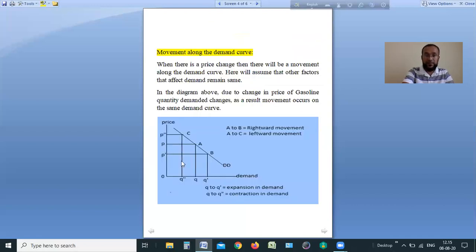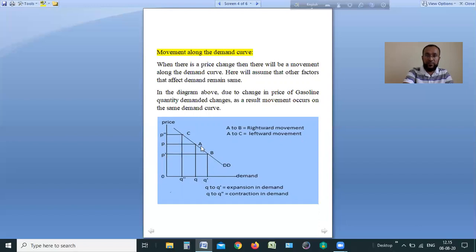So here is another diagram we show. This is the price P. When price is P at point A, quantity is Q. Okay, this is the initial situation. And when price rises from P to P double prime at point C, quantity falls from Q to Q double prime. So here we are moving from A to C. Again, if price falls from P to P prime, then demand rises from Q to Q prime. So we are moving from point A to B. So this is called the movement.